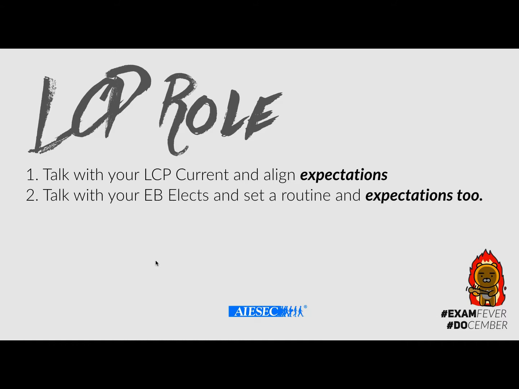And second is to talk to your EB elects if you have any, and set a routine and expectations too. For example, like, hey, this is the time that you can contact me. This is the time that I'm going to be extremely available. Let's have dinner around this time, or things like that. So in that sense, you set a routine and expectation so that they know when they should contact you, and at the same time, you already start having spaces to hang out with them, like, oh, let's have a weekly dinner or a weekly meeting or something like that, let's go out, or have some bonding time as well that you can schedule.